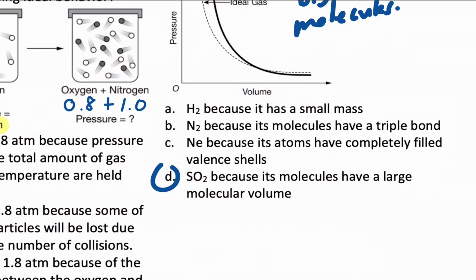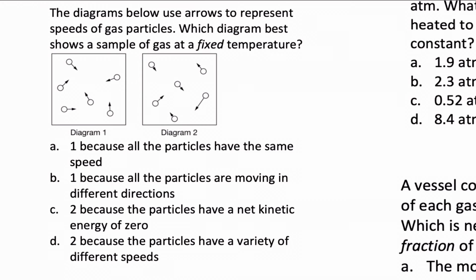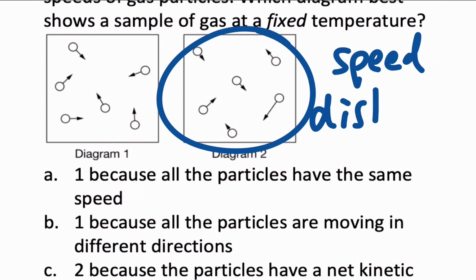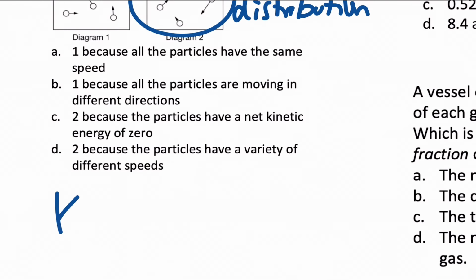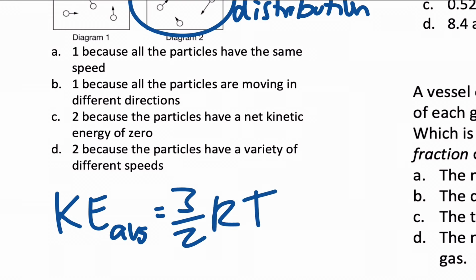Okay, I actually have a few more multiple choice. So the diagram below shows speeds of particles with the arrows. They do this a lot to simulate things. Which best shows a sample of gas at a fixed temperature? Looking at the two diagrams, it looks like diagram 1 has arrows that are all the same. Diagram 2 has arrows that are slightly different, and that is a better picture because there's always a distribution of speeds. At the same temperature, you have a given kinetic energy. The average kinetic energy is based on temperature. It's actually 3/2 the constant times temperature.